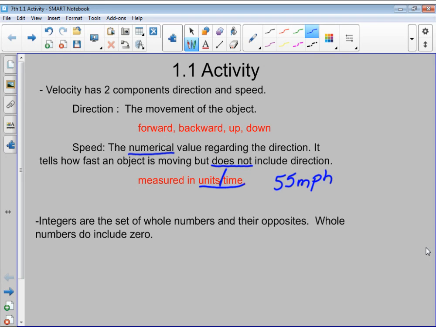Integers are another set of numbers that we're going to be working with. Integers are a set of whole numbers and their opposites. Whole numbers do include 0, but 0 does not have an opposite. So an example of an integer might be 7, and then its opposite would be -7. So those are integers. It doesn't mean that you're going to have a set of integers, but when I refer to integers, it might be a positive number, it might be 0, and it might be a negative number. Just so that you know that all of those numbers are included in integers.